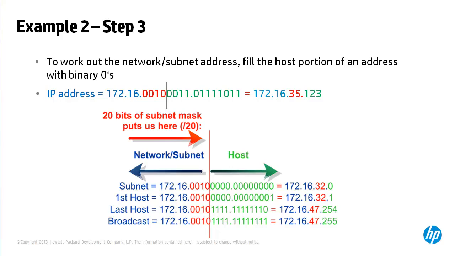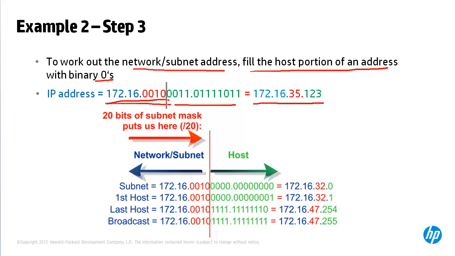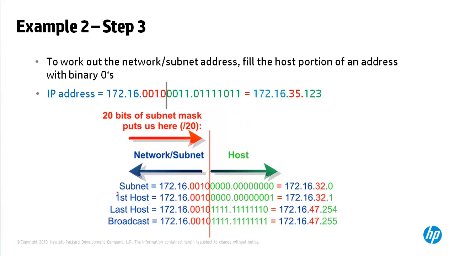So to work out the answers, you need to remember our 4 rules. The first rule states that to work out the network or subnet address, you need to fill the host portion of an address with binary zeros. So once again, here's our address, 172.16.35.123. We've got a line at this point indicating that this portion is the network portion. This is the host portion. So 20 bits are network, the remaining bits are host portion. So to work out the subnet, we need to fill the host portion with binary zeros.